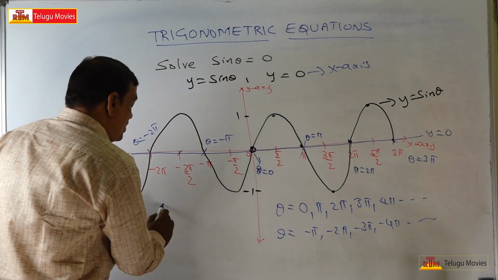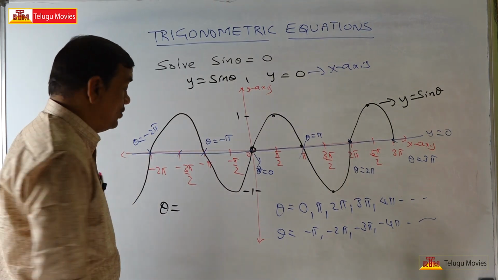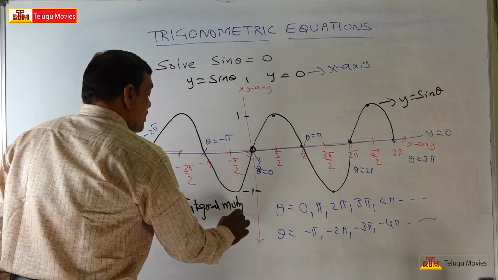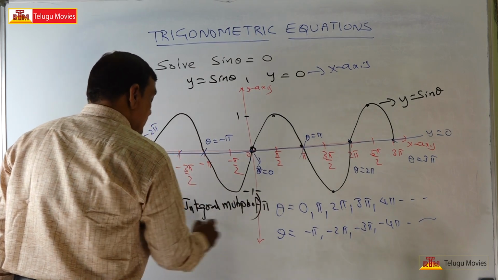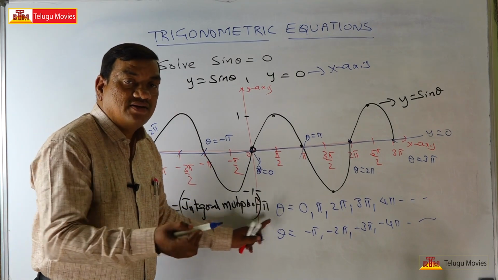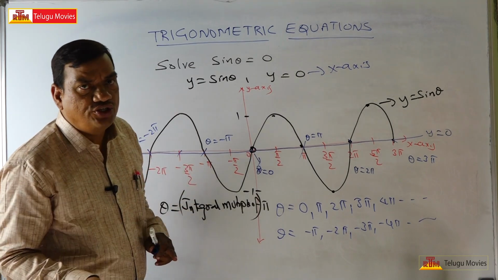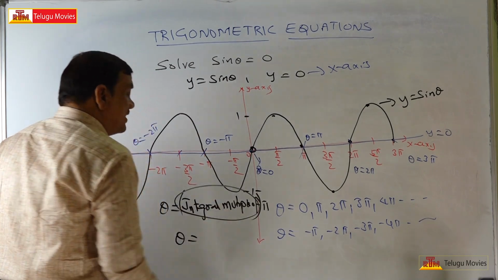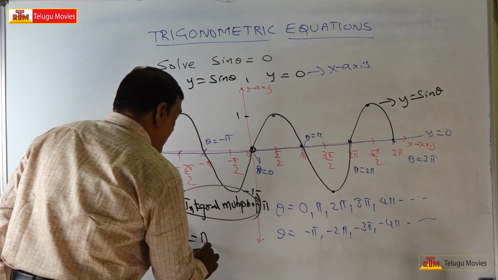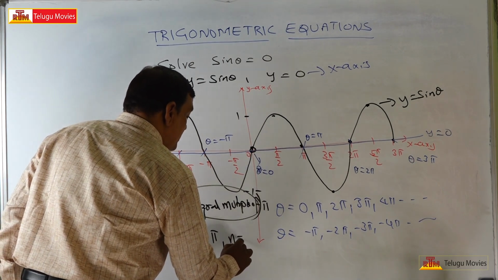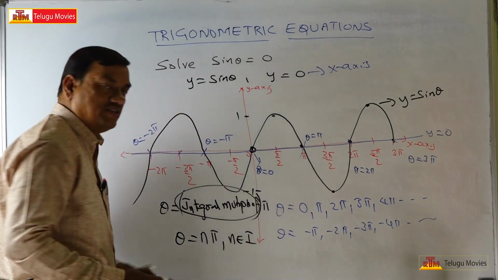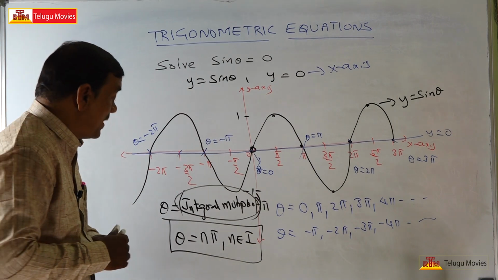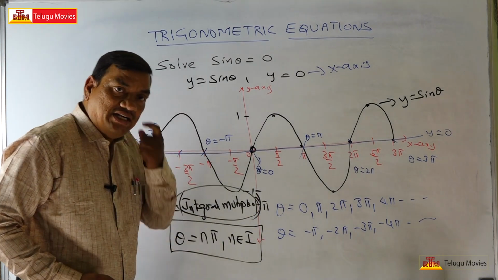So theta is equal to an integral multiple of pi. That means some integer times pi. Some integer, maybe a negative integer or positive integer or 0. Now from this you can say theta is equal to, let us say that integer is n, n pi, where n is an integer, I or Z. So this is your solution. Theta is equal to n pi, where n belongs to integers, is your solution.